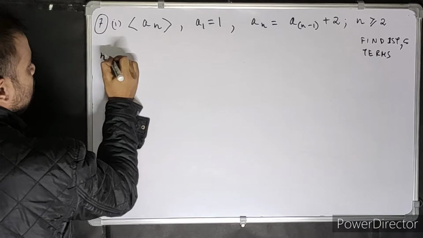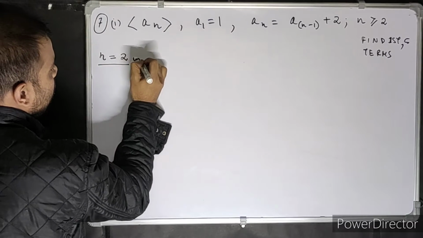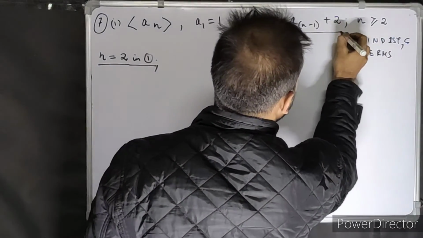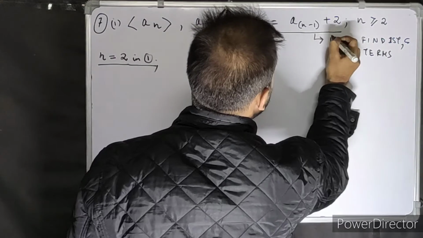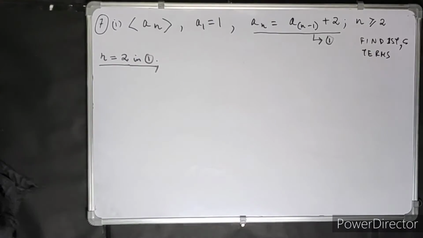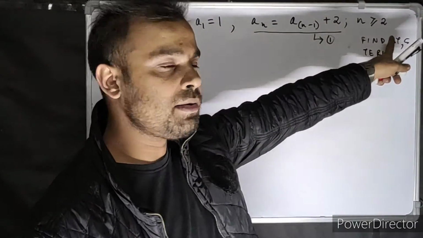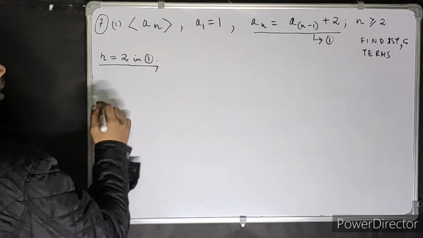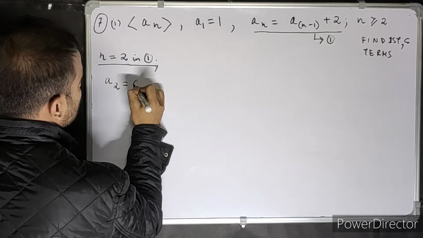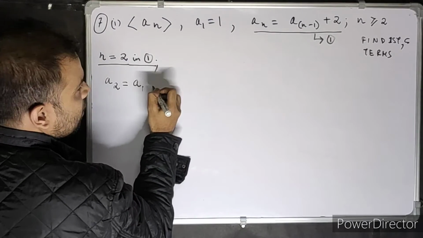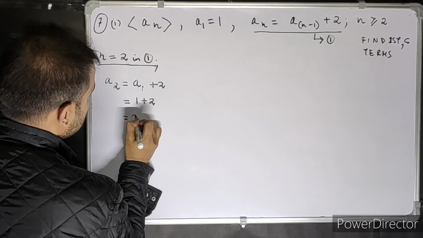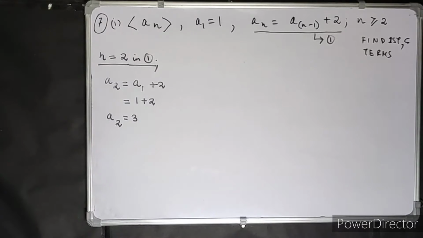So n equals 2 in the formula. Those of you who are not agreeing with me, please check. It says n greater than or equal to 2. The greater than and equal to sign is also there, so we have to start with n equals 2. In the previous one it was greater than 1. So let's write a2 is equal to a of 2 minus 1, which is a1, which is 1, plus 2. That is 3. So the second term is 3.